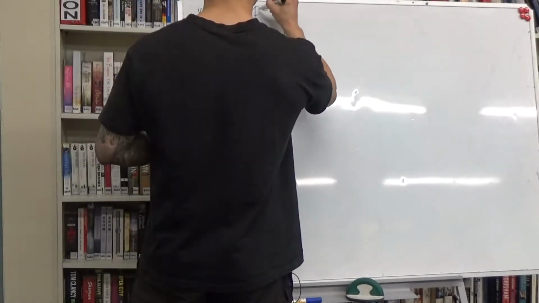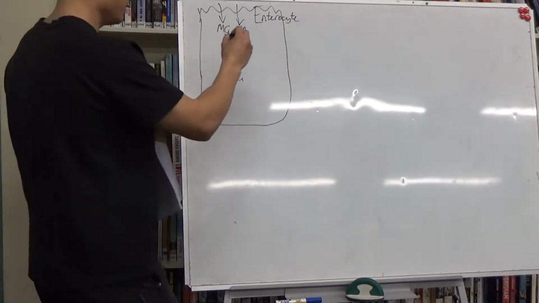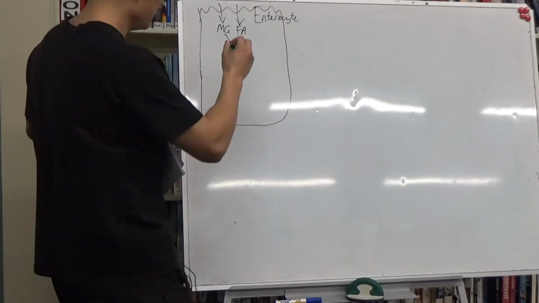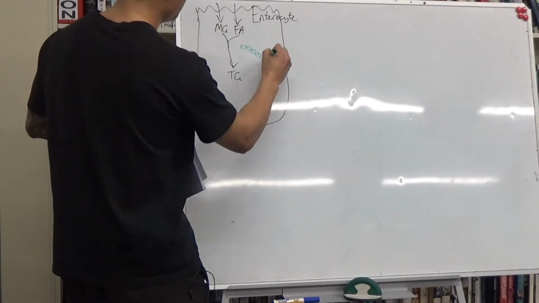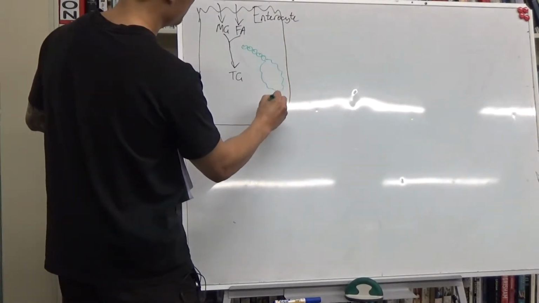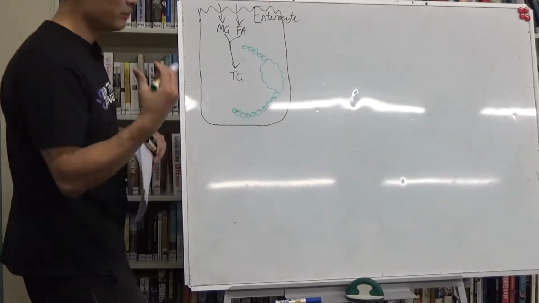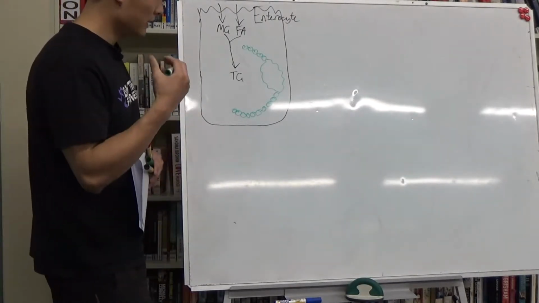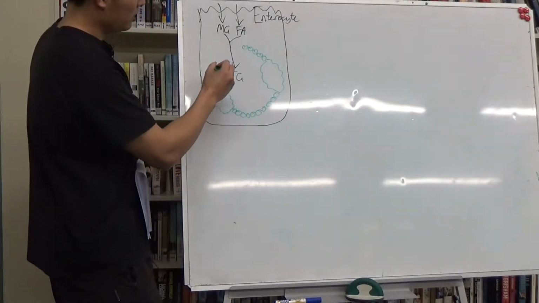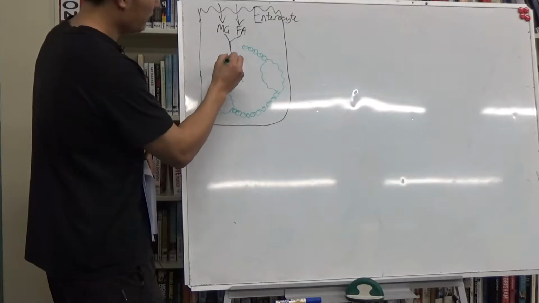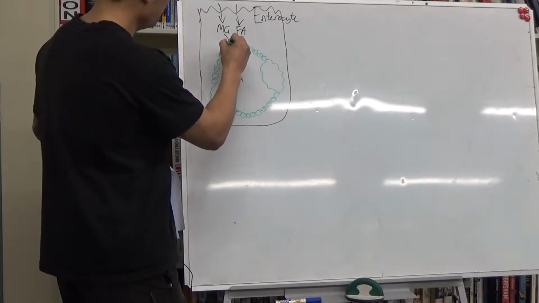So this is your enterocyte. And this is going to be packaged inside a vesicle called a chylomicron, which is a type. So a chylomicron is a type of lipoprotein, and a lipoprotein is just a vessel that's going to carry around lipids. And this lipoprotein has several proteins, okay?